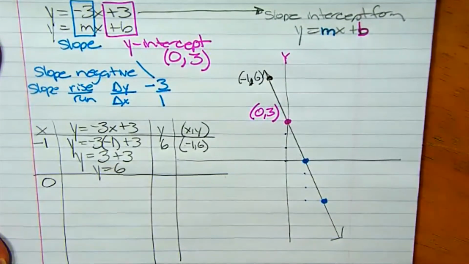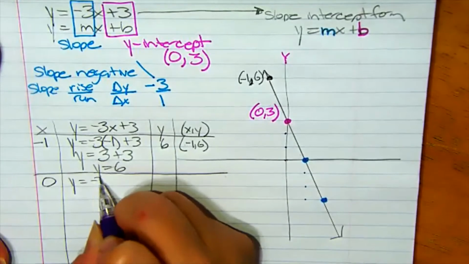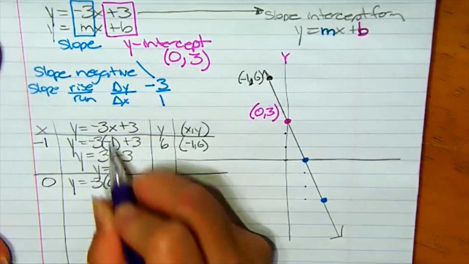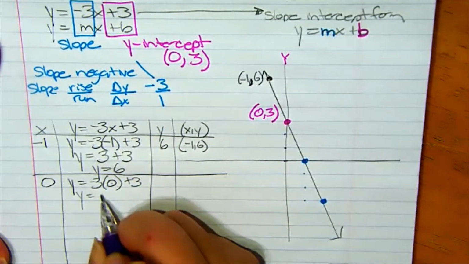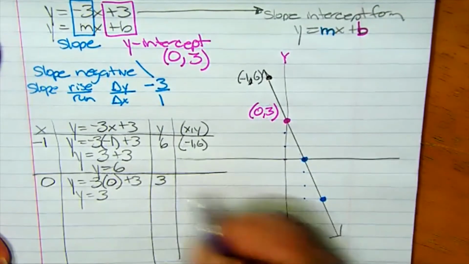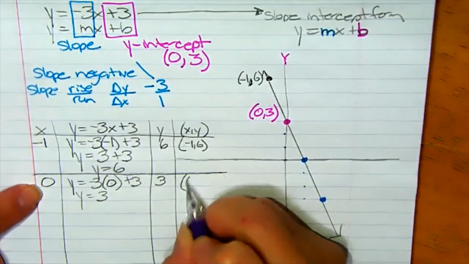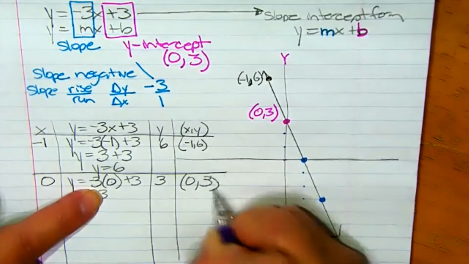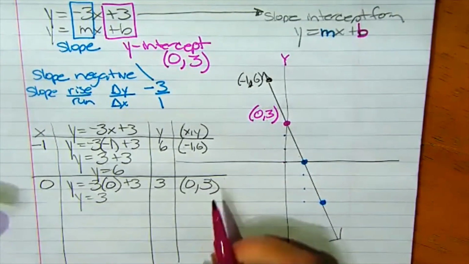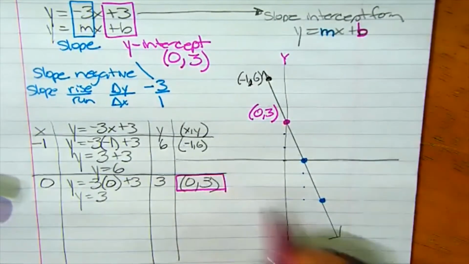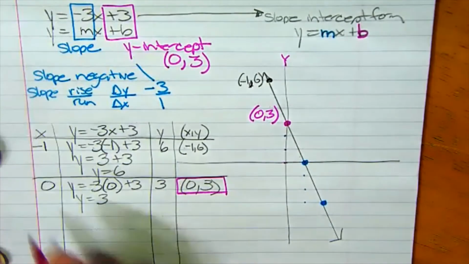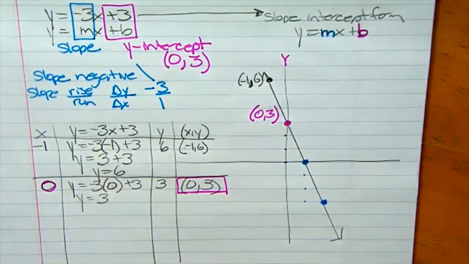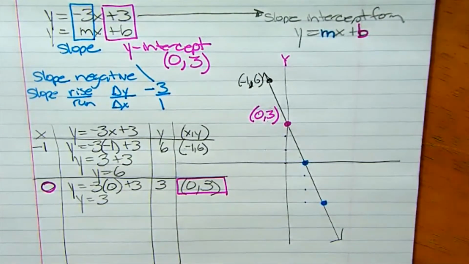Here's my 0. So y equals negative 3x plus 3. I'm going to substitute 0 for x. Anything times 0 is 0. So there's my y. So when x is 0, y is 3. But we already knew that, because to find our y-intercept, we set our x to 0. Okay, not too shabby.